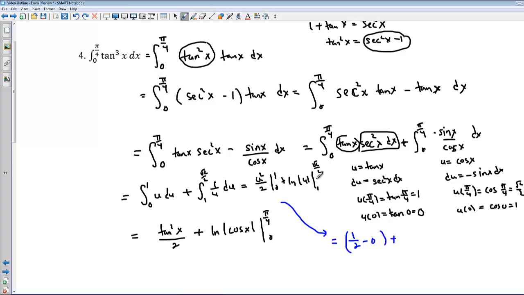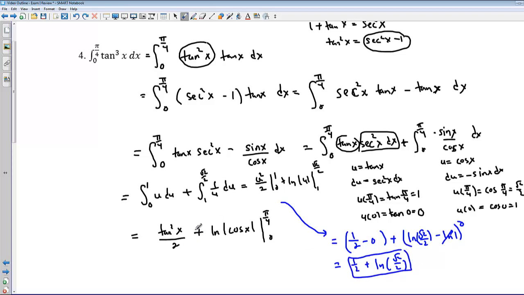And then plus, I'm going to plug in root 2 over 2, so I have ln of root 2 over 2. I'm going to keep that like that. And then minus when I plug in 1, so minus ln of 1. I had to drop off the absolute value because these numbers are positive. And so what's that equal to? Well, you have 1/2 here, and then plus ln of root 2 over 2. And that ln of 1 is equal to 0. And so that's my answer.